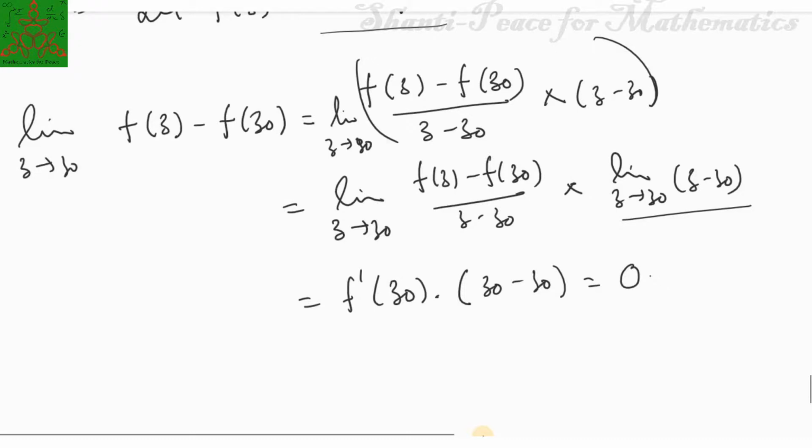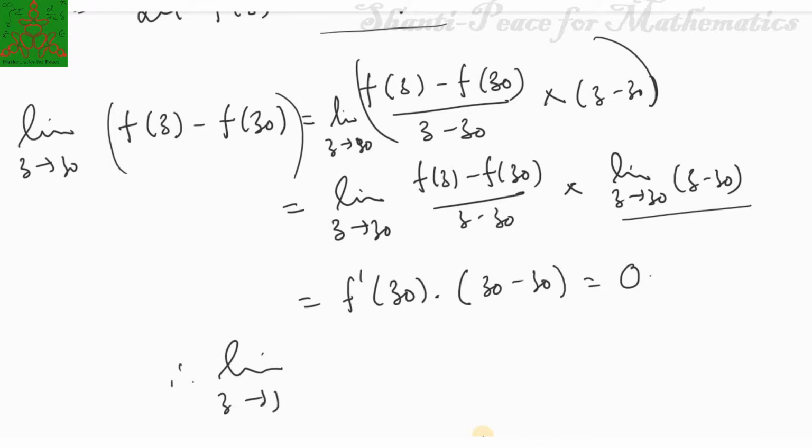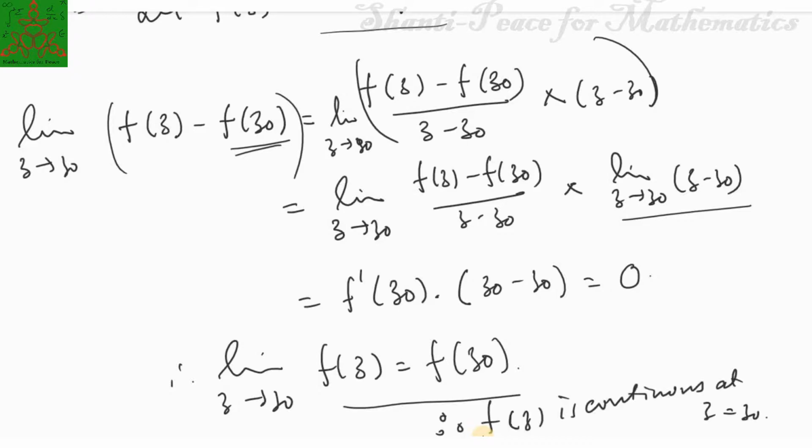So what we can say is that the limit of f of z as z tends to z0, and f of z0 is independent of z, so it equals f of z0. So we can say that f is continuous at z equal to z0. This completes the proof of the result that every differentiable function is continuous. But the converse of this result is not true. We already discussed that by giving the example of mod z square. This function is continuous everywhere but differentiable only at z equal to 0.